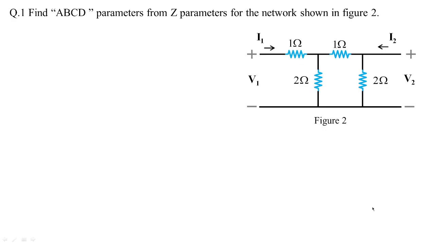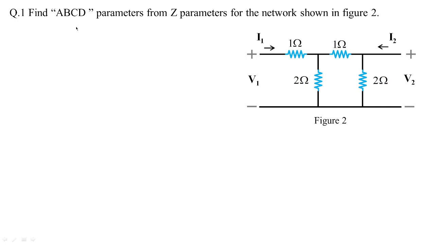Let us go with another example. Find ABCD parameters from Z parameters for the network shown in figure 2. A circuit is a closed path. A network can have an open circuit on either side. So ABCD parameters we need to find out.